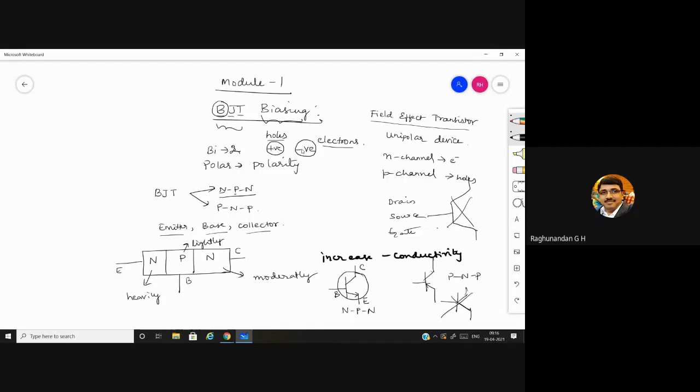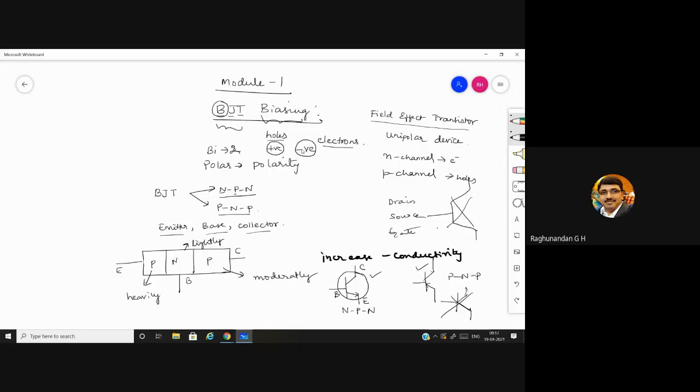This is also wrong. Okay, you have to write like this. Symbols, writing the symbol is very, very important. Coming to PNP transistor, similarly, in the place of NPN, we just replace PNP.